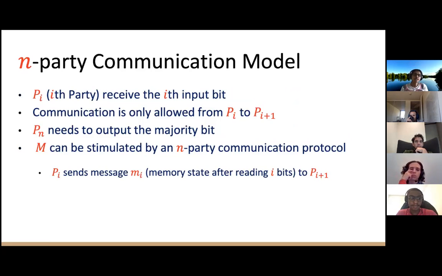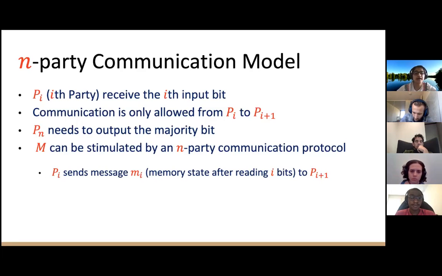So we still use tools from communication complexity to prove our lower bound, but we use an n-party one-way communication model to prove the log n space lower bound for majority on uniform distribution. Next, I will describe the n-party communication model.